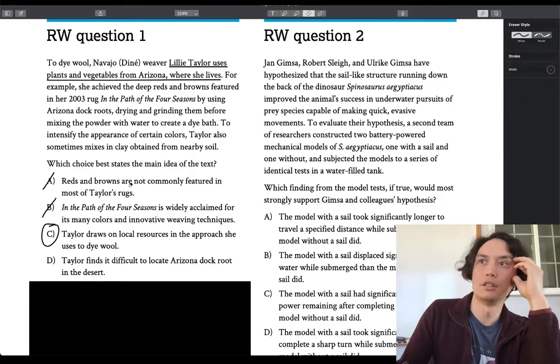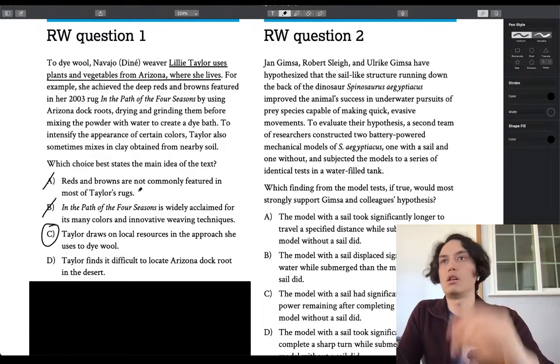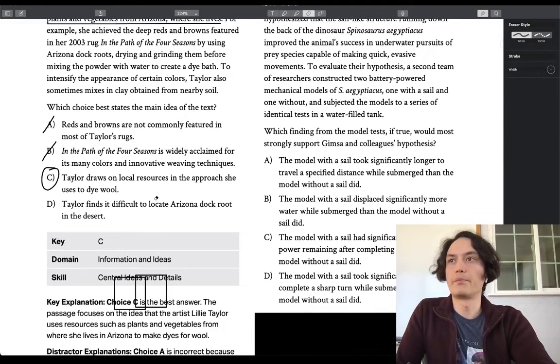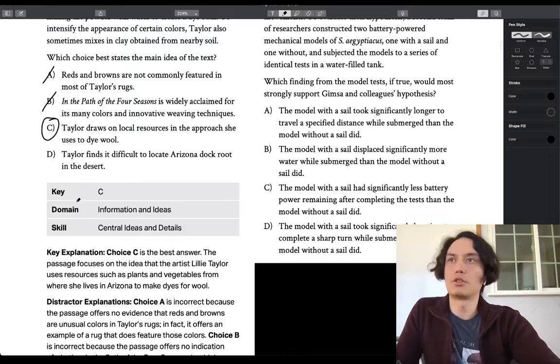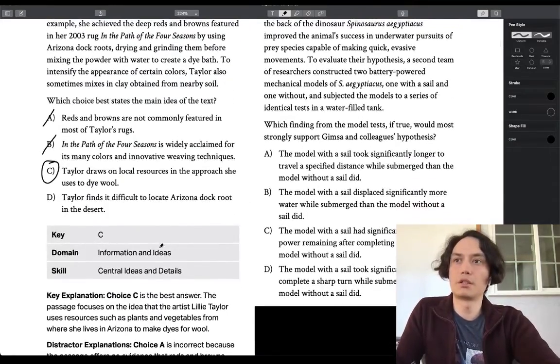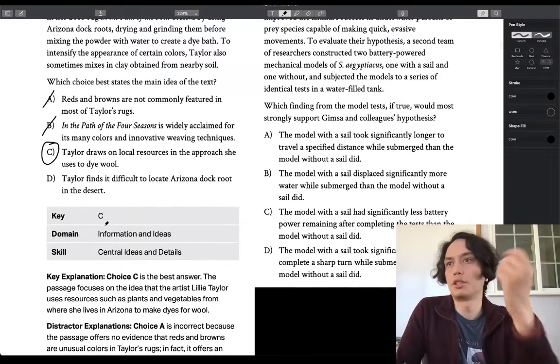No, that's not the main point. Cool. All right, let's see if I got this right. Boom. Wow, I got it right. Holy shit. This is information and ideas. Yeah, sure. So these categories are mostly the same. There's one new category as the old SAT. This is just a detail question.